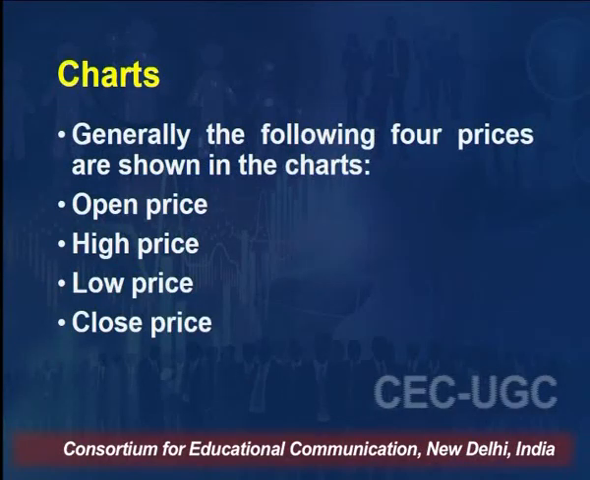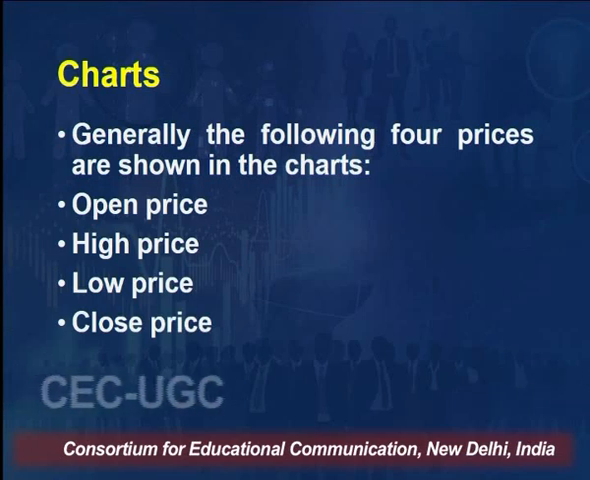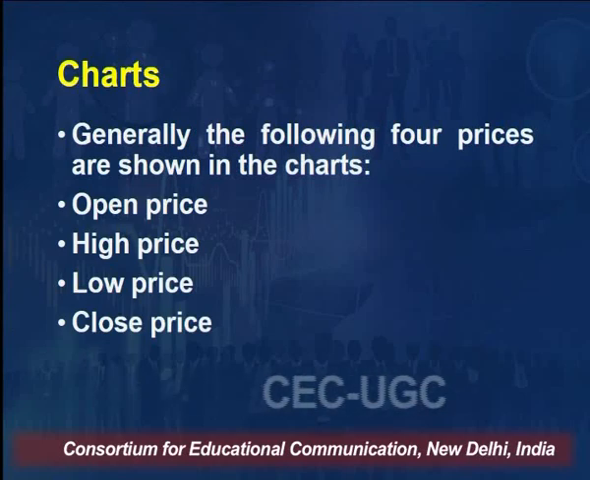Normally in the charts, I'm generalizing, four prices are shown. It depends on the chart, but I'm analyzing on the basis of the opening price of a particular share, or if I talk of the whole index, the opening index, right? The closing price, that is, at what price the particular company's shares close. When I say particular company, I mean the company for which we are making the chart, to predict its share price. We make the chart of that company on the basis of its opening price, its closing price, the high price in a particular day and the low price in a particular day.